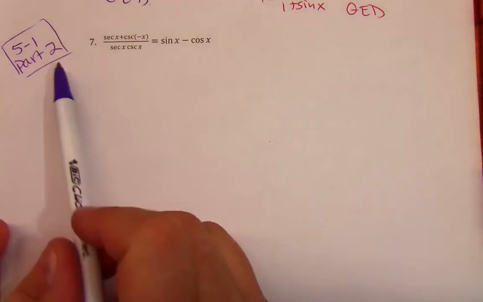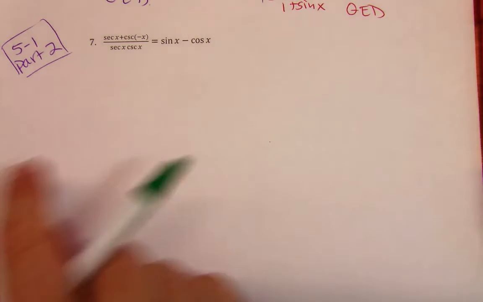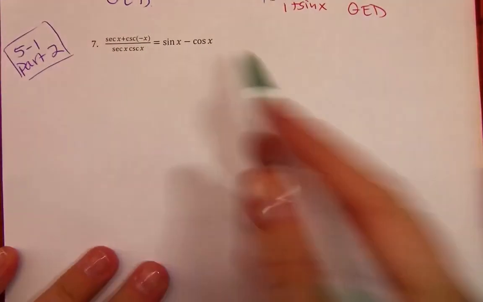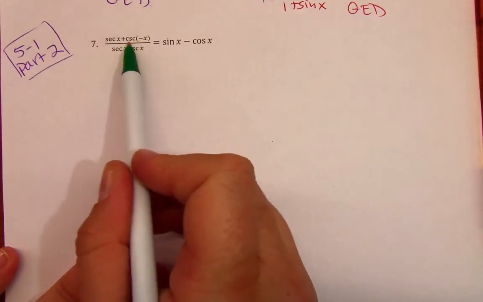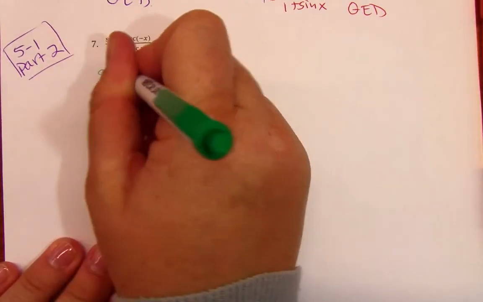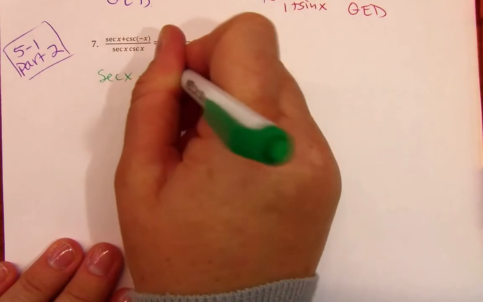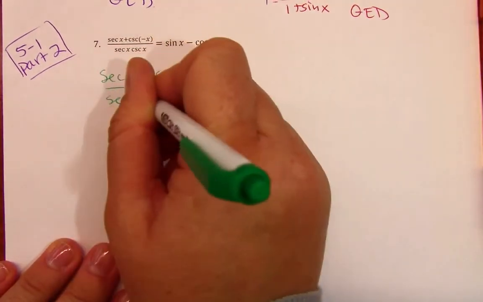All right, so we're going to go ahead and continue with part 2 of the 5-1 video, and we're just moving on with our next example. So looking at this equation here, I'm going to work on the left side, and I can use an even or an odd identity right here. So I have secant x, and then that negative can come out, minus cosecant x over secant x cosecant x.